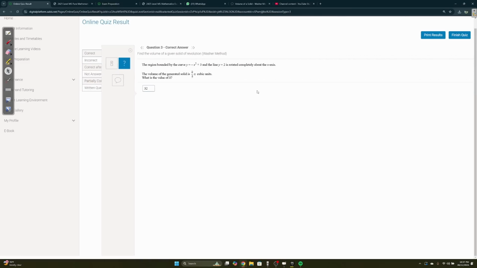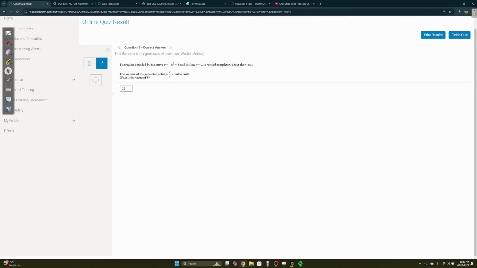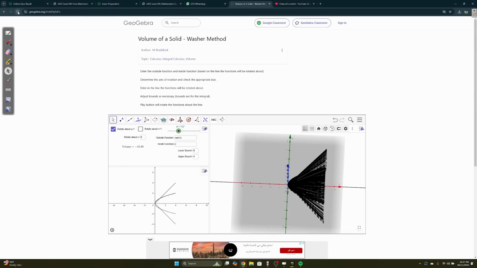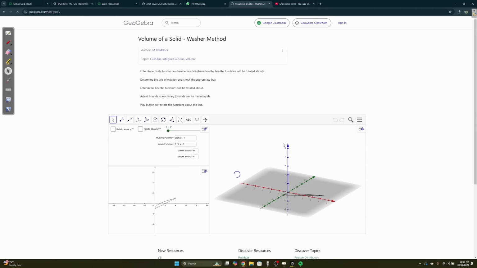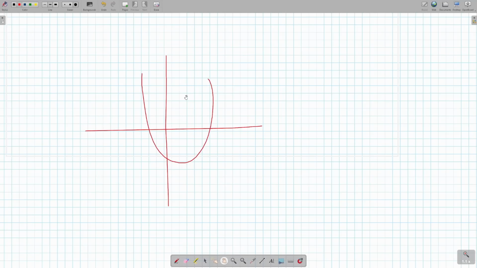Okay. 3. Let's see. The region bounded by the curve. Okay. Washer method. This is the washer method. I'm gonna use a website just so I can show it. So till now, my neck hurts, man. Till now we explored rotating a graph or a curve. Let's say I drew a line. So I'm gonna not only rotate the curve, I'm gonna rotate the shaded area around the x-axis.